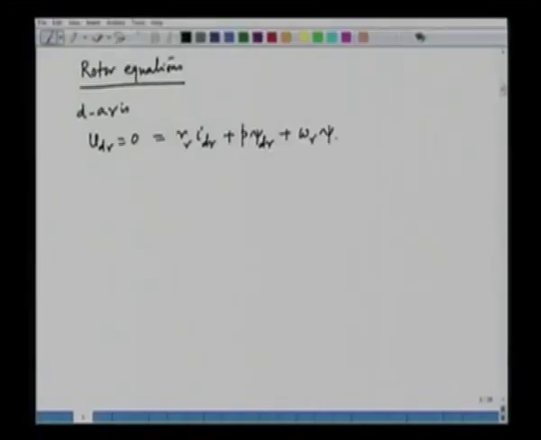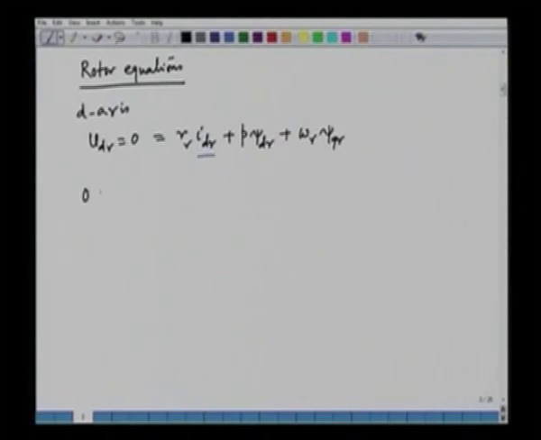0. So, we have a rotationally induced EMF, but that will be appearing as omega r into psi qr. So, we have in this case plus omega r into psi qr, because the reference frame has a velocity that is equal to 0. We are talking about a stationary reference frame. From this equation, as we have already done, this Idr is difficult to measure. So, we can replace Idr.